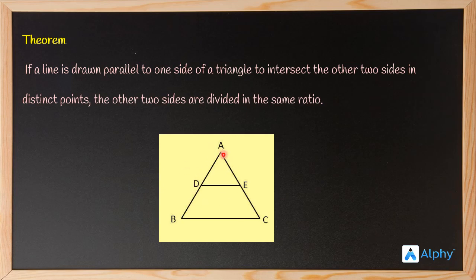a triangle ABC and this line DE is parallel to BC, and this line intersects the other two sides of the triangle, that is AB and AC, at points D and E. We are required to prove that these other two sides are divided in the same ratio, which means AD by DB is equal to AE by EC. So let's find out.